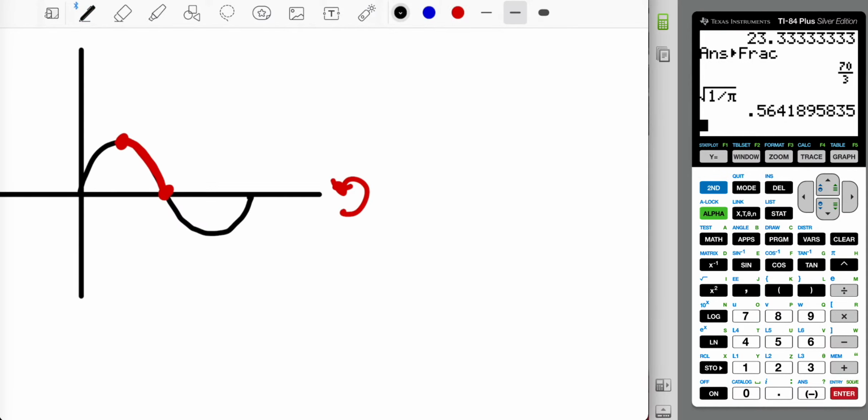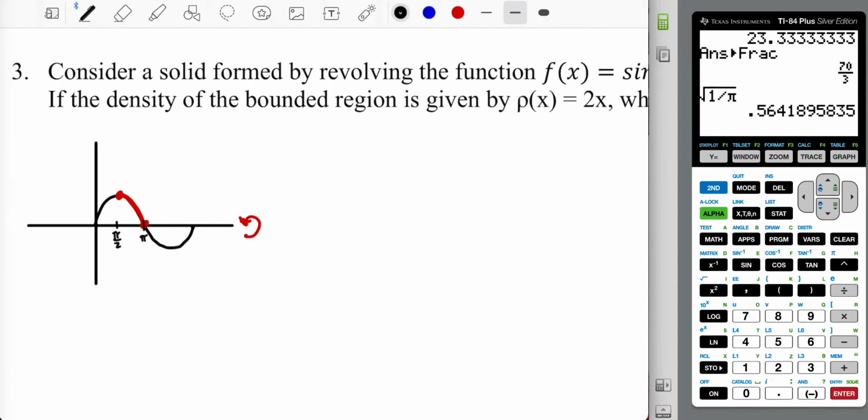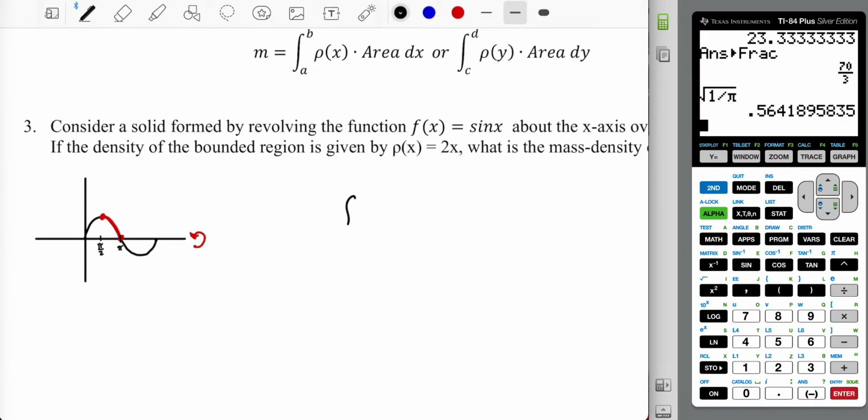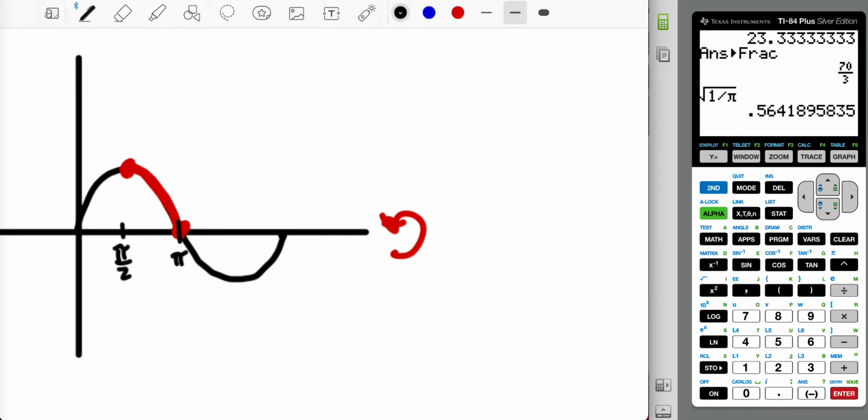All right, so we know where it starts and stops. Pi over 2 and pi. So I can throw that in there. Anyway, the rho of x is given as 2x. We're going to multiply that by area dx, which is the same as saying volume. I left it in general terms here because we can come up with the volume a variety of different ways. In this way, the disk method seems most appropriate. So that's what we'll use.